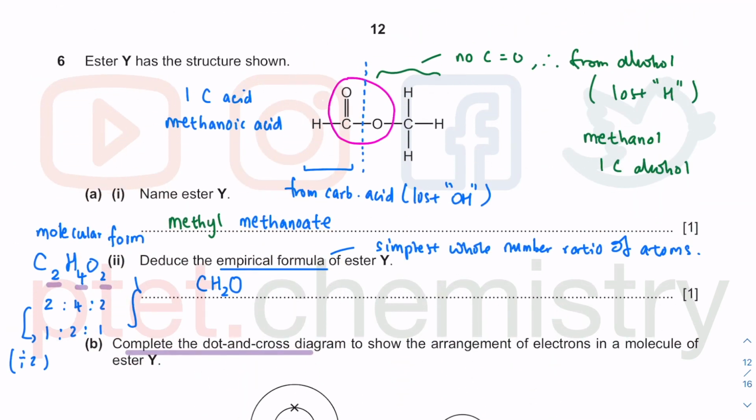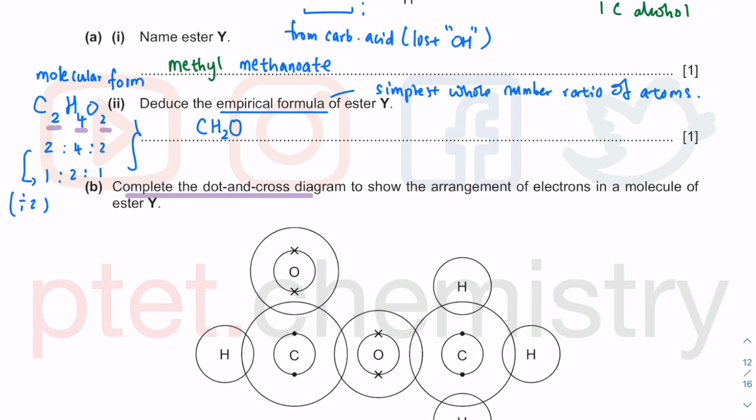Anyway, so this is a single bond between carbon and hydrogen. Carbon is already dot there, so I'm going to say dot, and then I'll use cross for hydrogen as well. Probably not, I don't think that's a good idea. Let me just use triangle: triangle for hydrogen, cross for oxygen, dot for carbon.